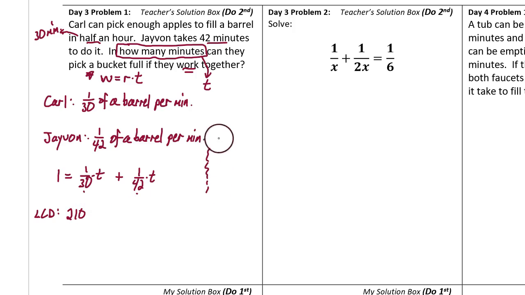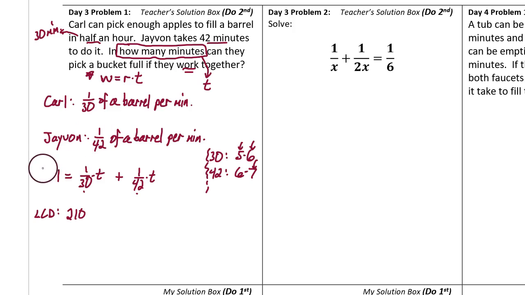To figure out that the LCD was 210, I factored the number 30 as 5 times 6. And I factored the number 42 as 6 times 7. Then I created a number from these factors. I chose a 5 and a 6 because they're the factors of 30, and I also chose a 7 because it's the other factor besides 6 that is in 42. 5 times 6 times 7 is 210.